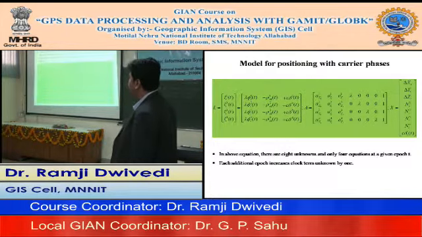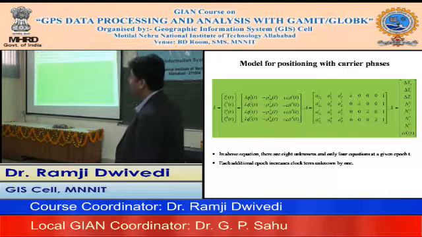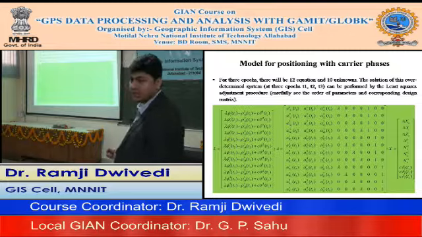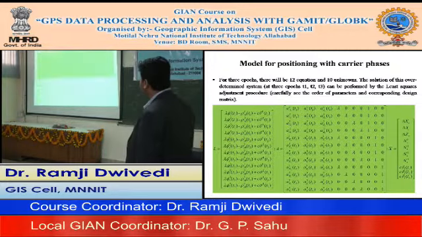So what if we go for 3 epoch? I said 3 epoch, there will be 12 equations and 10 unknowns. So how did the unknowns increase from this XYZ, N1, N2, N3, N4, and this? Because of this, it is related to the epoch.